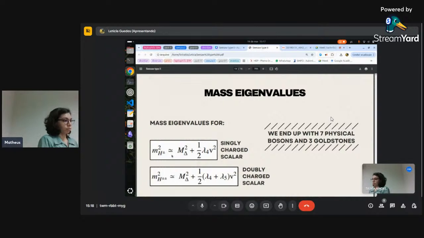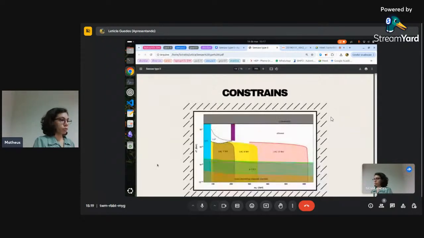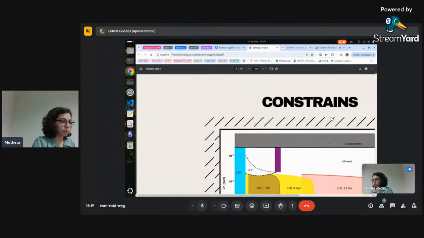So these are the relations that we get for the singly charged and the doubly charged, and we can put constraints on these too, based on collider experiments, or the rho parameter that has to be one, which will also change when we consider the type 2 Seesaw. So here, I don't know if you can see. You can't. I will zoom in so you can see the names.